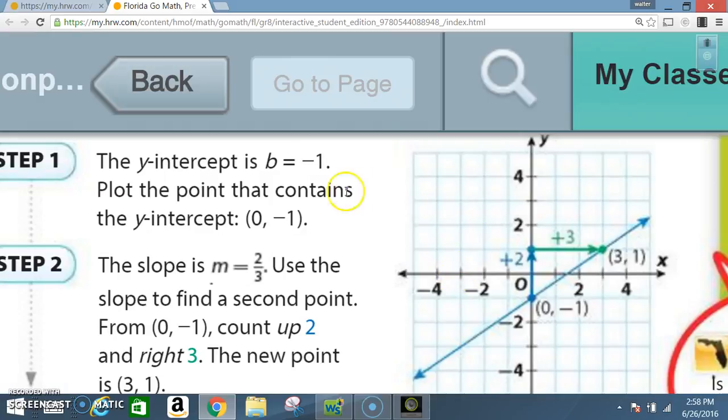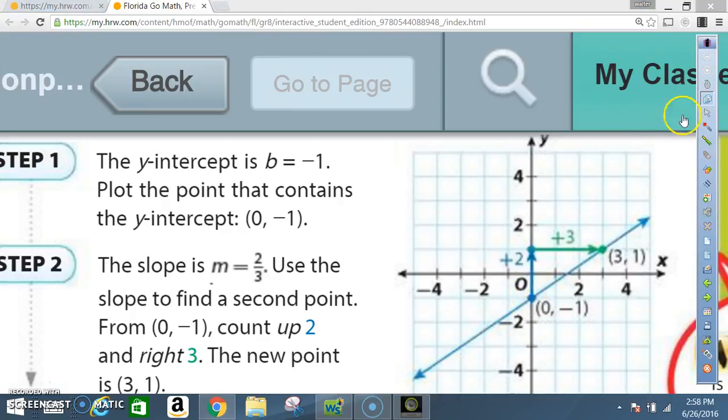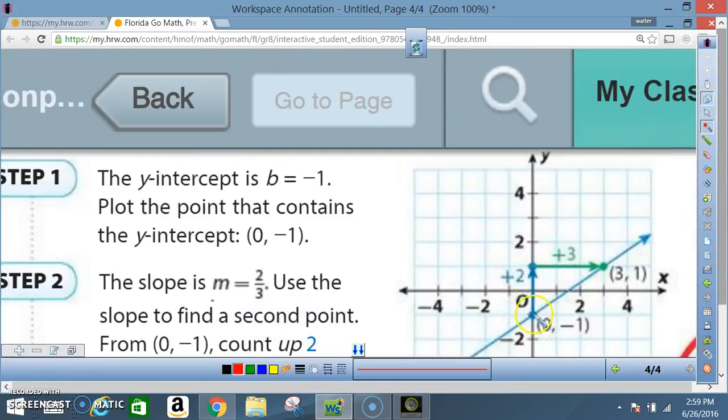Okay, so the very first point you're going to plot is the y-intercept. This is the y-axis, and the y-intercept is a -1. So here, I'm at 0 on the y-axis. -1 is right there. So this is the first point you're going to plot, right here. And at this point, x is 0 and y is a -1. This is your y-intercept.